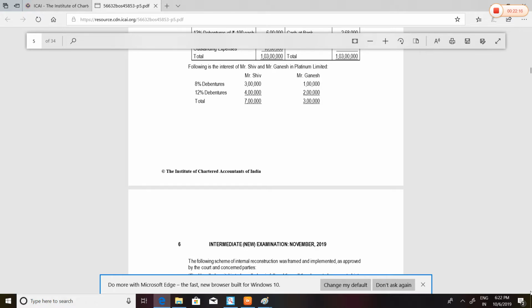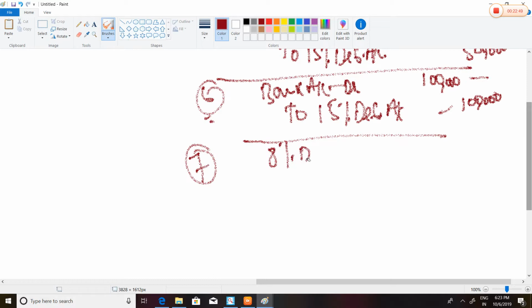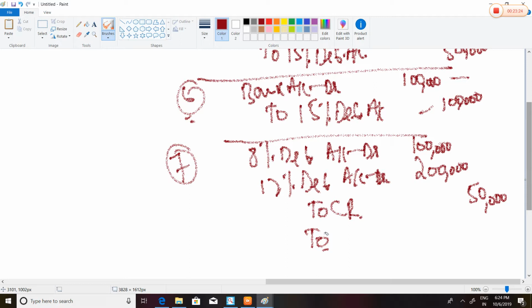Seventh entry. Mr. Ganesh, 50,000 capital reduction and 15% debentures. 1 lakh and 3 lakh is his amount. 8% debentures account debited, 1 lakh. 12% debentures account debited, 2 lakhs to capital reduction, 50,000 to 15% debentures. The bank's amount, 2 lakh 50,000.